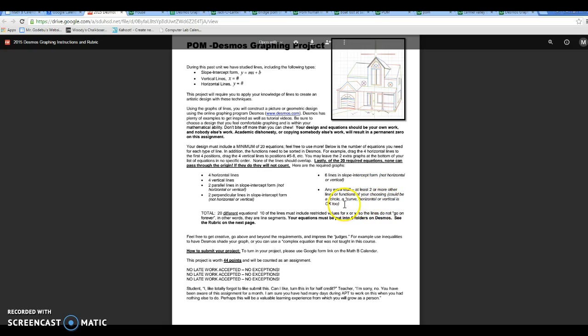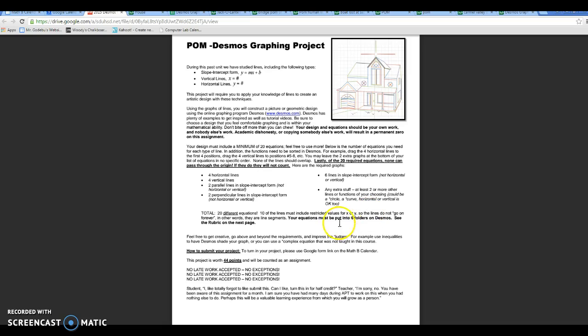And it says you could be curves and circles, and Desmos can show you. You can actually Google how to do that in Desmos and figure it out. There must be 20 different equations. 10 of the lines must include restricted values, and that was the thing that makes one line start and stop at a certain point. Okay, and it says feel free to go creative. As you just saw, some kids did a really nice job last year. And there's going to be a Google form to submit it on the Math Bee calendar.